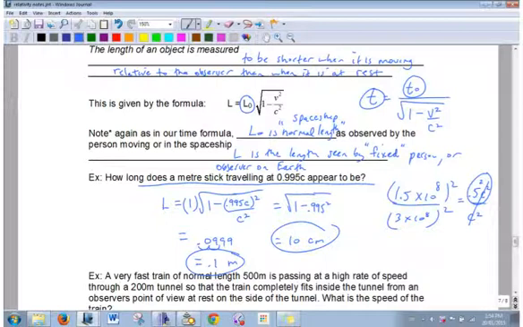That's length contraction, right? Do they know why? Well, like I said in the beginning, it's kind of a complicated explanation. I showed you a video. That's all we're going to say, okay?